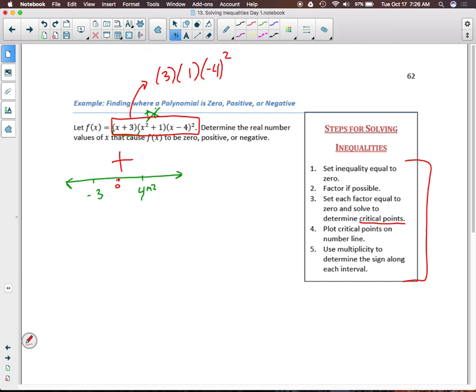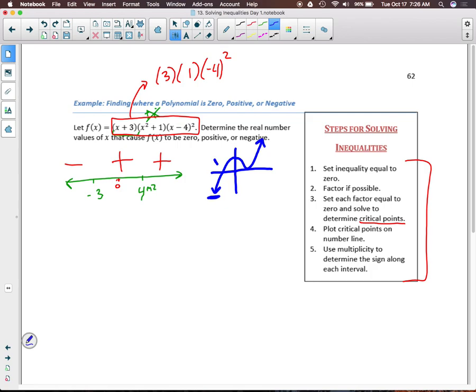So let's go towards the -3. It's an odd multiplicity, so I'm going to change signs, going from positive to negative. At +4, it's an even multiplicity, so I'm going to stay on the same side, positive there. If I were to super roughly sketch out what this graph might look like, apparently I have a blue marker now, I'm going to go from negative to positive at -3, and then at 4 I'm going to bounce. And this is roughly what this graph might look like. So when I'm less than -3, I'm negative.